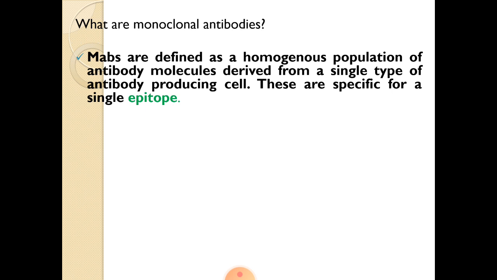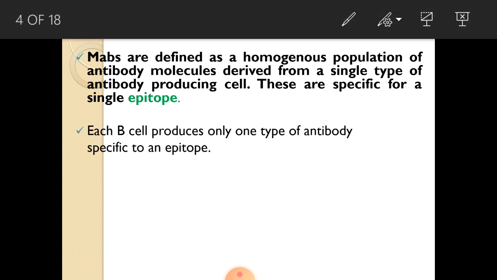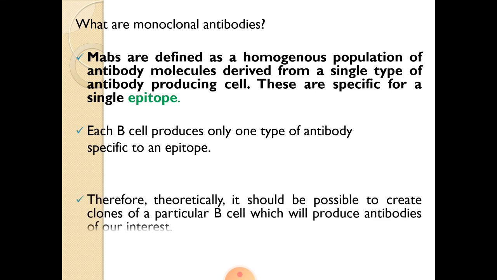If so, what are monoclonal antibodies? Monoclonal antibodies, abbreviated as MABs, are defined as a homogeneous population of antibody molecules derived from a single epitope of antibody producing cell. These are specific for a single epitope. Thus, each B cell produces only one type of antibody specific to an epitope.